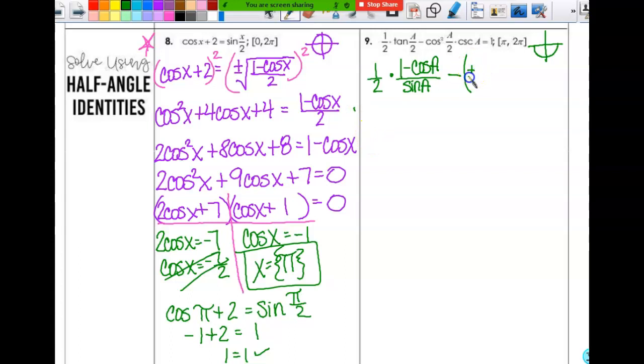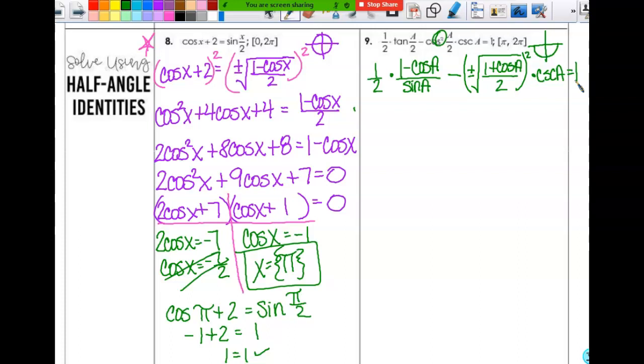So this is plus or minus square root of 1 plus cosine theta, although I'm using a and not theta, so let me do that correctly. 1 plus cosine a over 2. And that's squared, not because I chose to square it, but because it's there in the problem itself. Then I have times cosecant a equals 1.